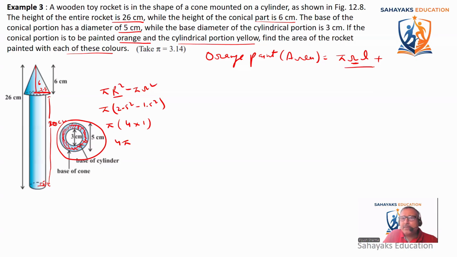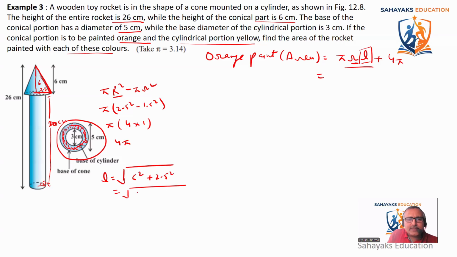So this is pi RL plus 4 pi, the area for the orange part. Let's compute it. Okay, we don't know L. So we need to first compute L. So how will we compute L? This is called L, the lateral height. To compute it, we can say L is equal to the square root of 6 square plus 2.5 square.